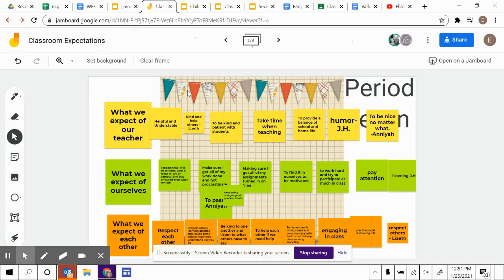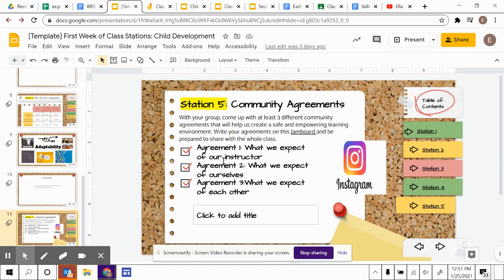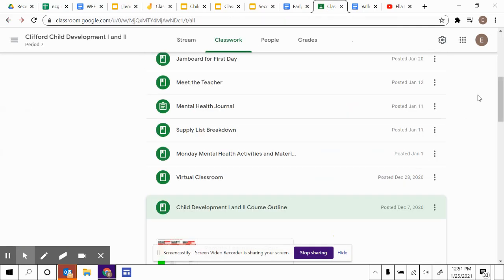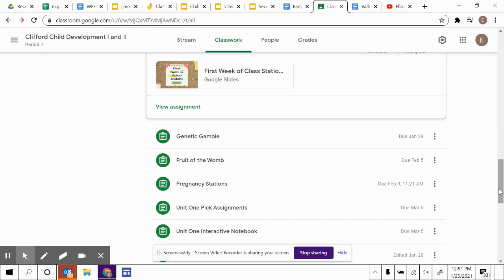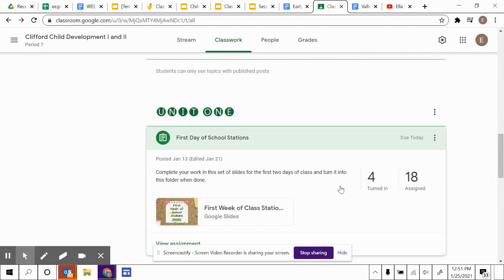Once you finish the Jamboard, putting your Post-it notes on there, you are set to turn this set of slides in. There is nothing to type on here. So you go ahead, go over to Google Classroom, under the topic Unit 1, first day of school stations, you turn yours in, and then you're good to go.